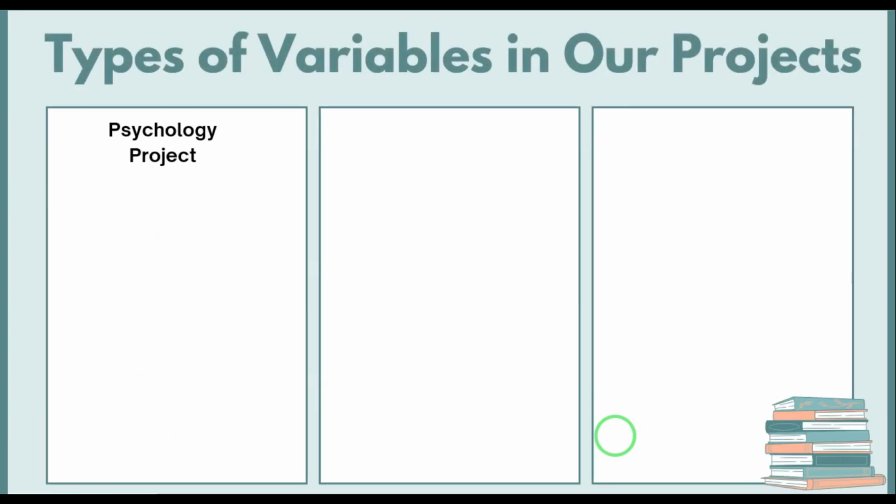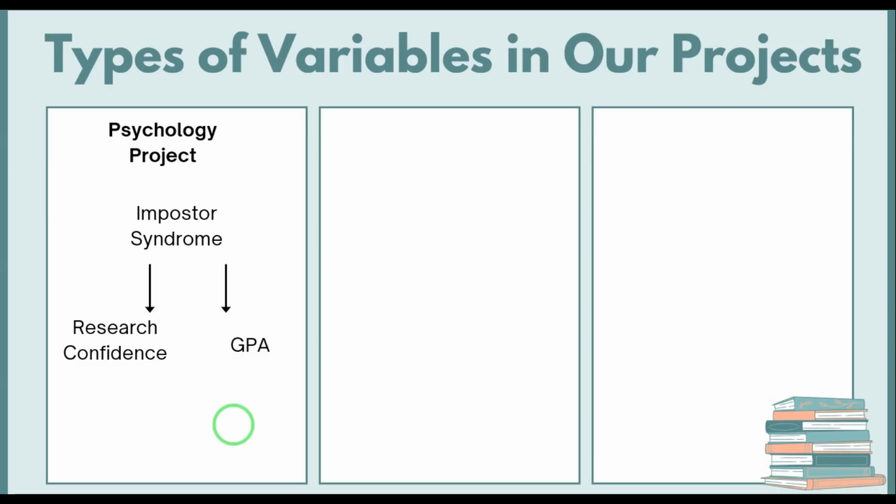Let's see how this looks in our three thesis projects. In our psychology project, we want to understand whether imposter syndrome influences research confidence and GPA or not. Imposter syndrome is one factor that may influence the confidence and maybe indirectly also influence their GPA. I want you to pay attention to something. This first project, the psychology project, is a bit tricky and a bit complicated compared to the others, so we are going to explain what the other variable types are that we are going to deal with for this specific research question.